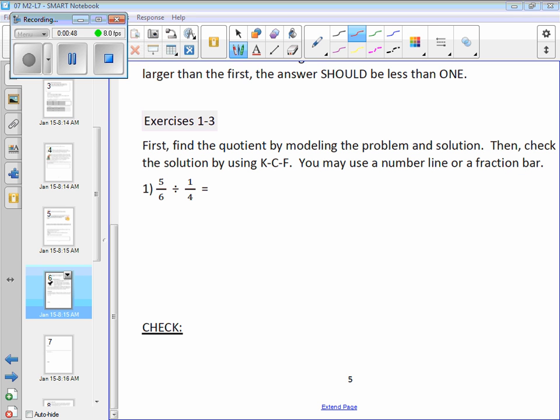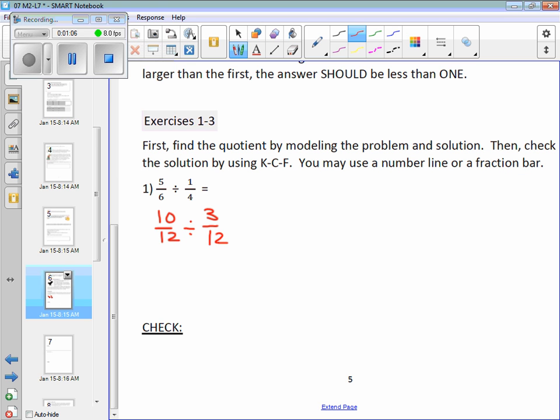So your 5/6 becomes 10/12. And what does 1/4 become? Patrick. 3/12. Okay.